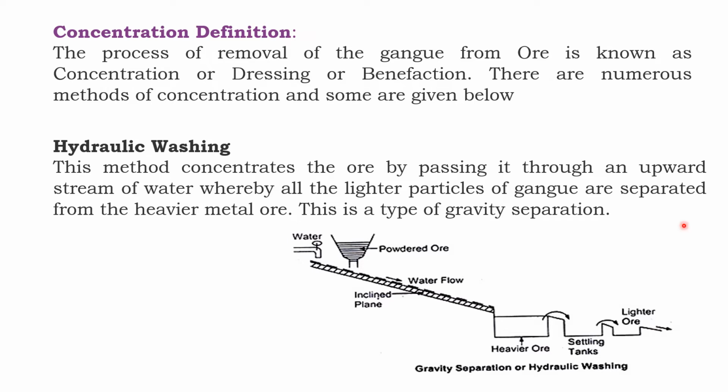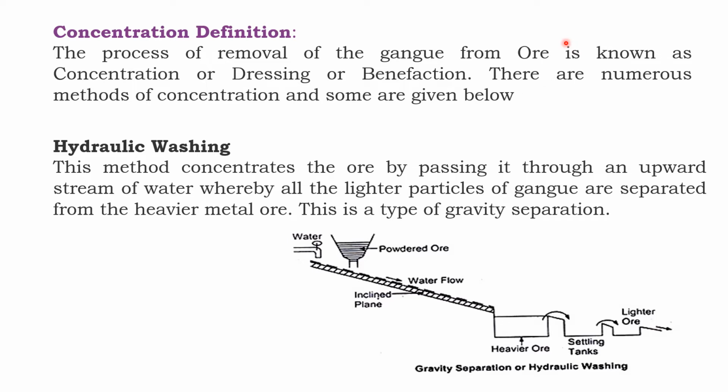So we move to the different process for the concentration of ore. As I told you, concentration of ore is the process of removal of the impurity or gangue material from the ore and to increase the concentration of the metal and its compounds. The first method is hydraulic washing.